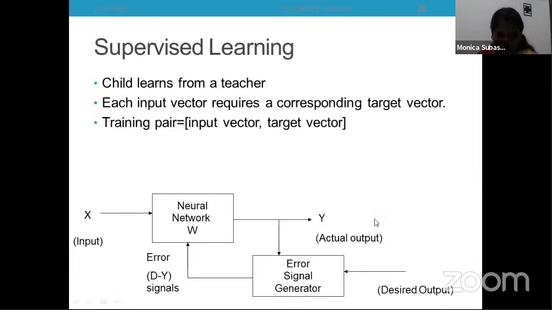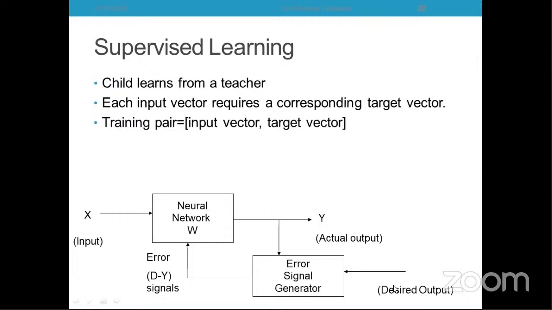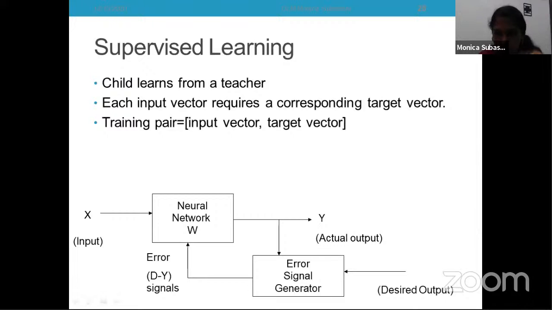So basically the information, you can check this diagram. The actual output is compared with the desired output. Desired output is actually the target. The target is actually the desired output. So just compare the actual output with the desired output and find out the error. So based on the error, you update the weight. That's how we are going to reach 100% accuracy.